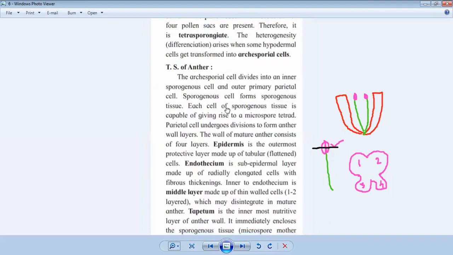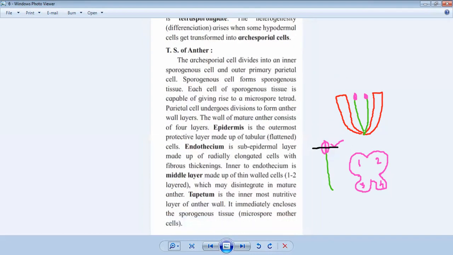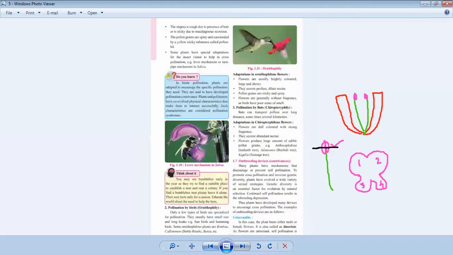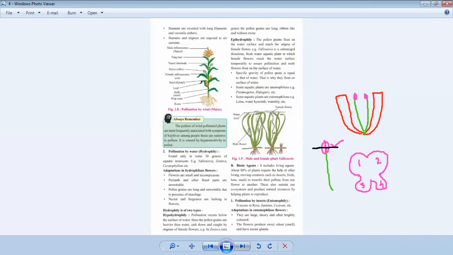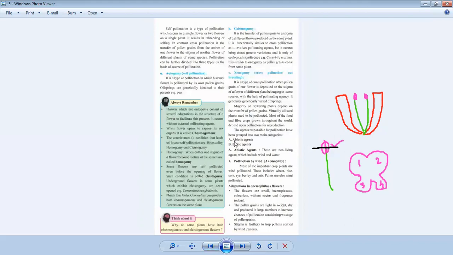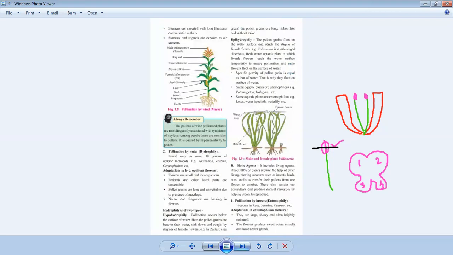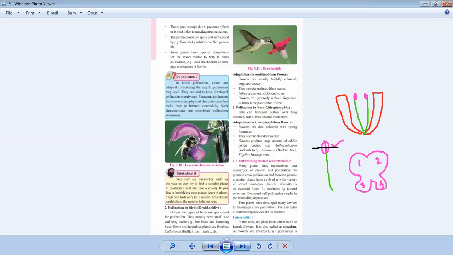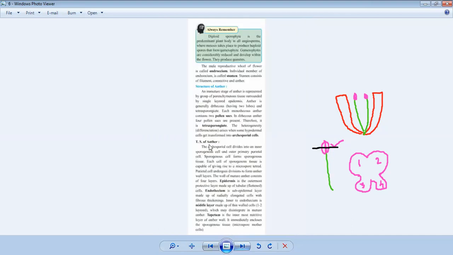I think we have to stop here. Let's just revise that what we have discussed in the today's lecture. In the today's lecture we have discussed the significance and the mechanism of pollination with the help of different types. Then we have also discussed some of the agents which are responsible for the pollination, that is biotic and abiotic agents. Later on we have started the new topic that is a part of anther, and this anther, it is a part of androecium. Androecium, it is a male reproductive whorl of the flower.